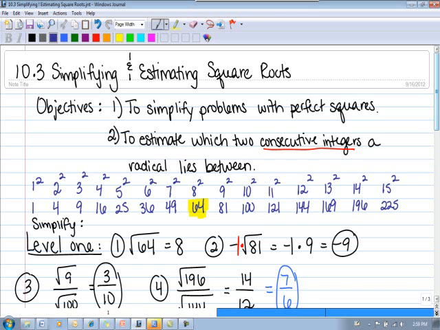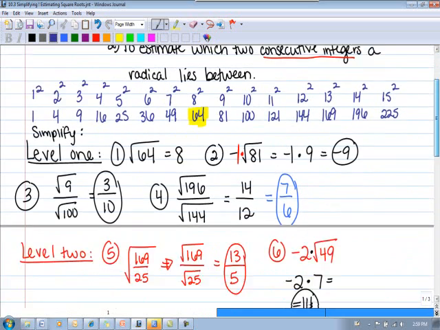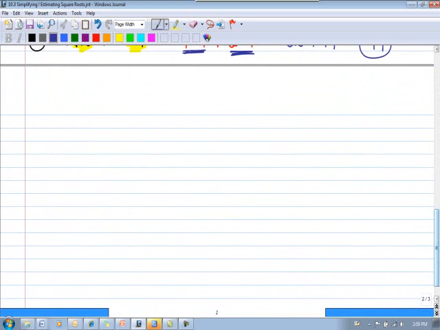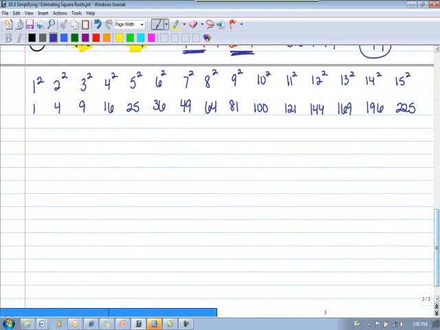negative 6, etc. Okay? And if you don't have this lovely chart of perfect squares written down, I would highly recommend you do so now because it's going to come in handy. So I'm actually going to rewrite that chart at the top of my page. And you'll notice on my chart, I go all the way up to 15. You should have those memorized by the time, let's say, Wednesday comes around. Okay? So make sure that you're trying to memorize those.